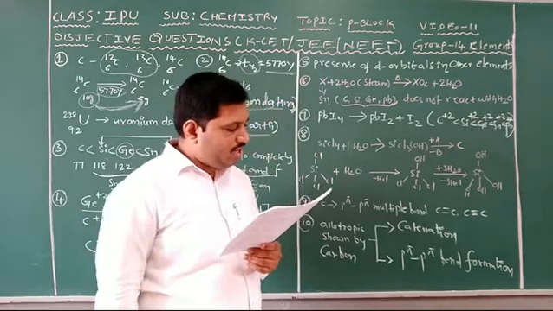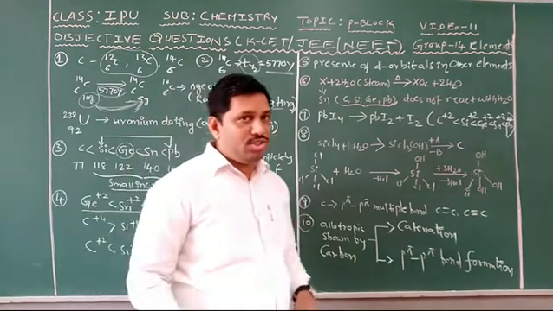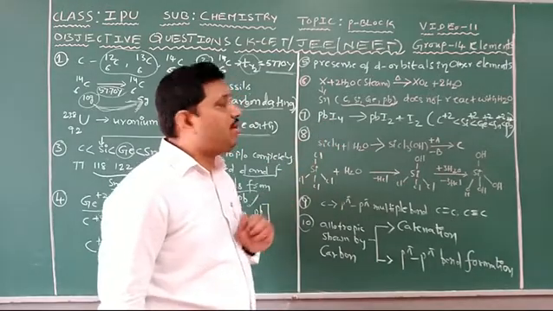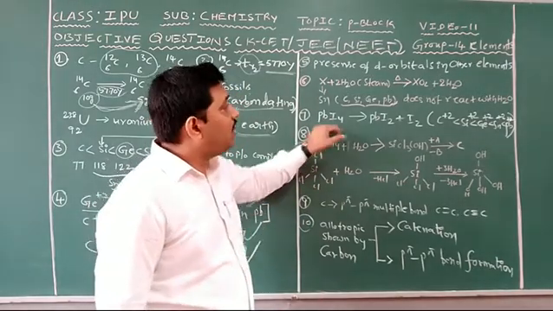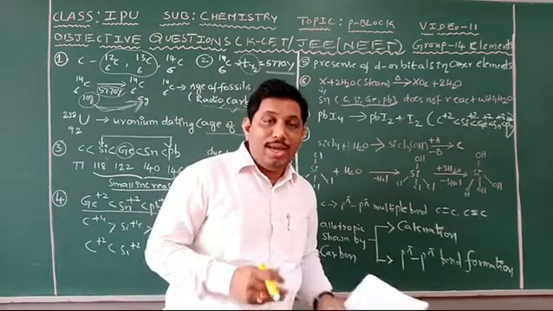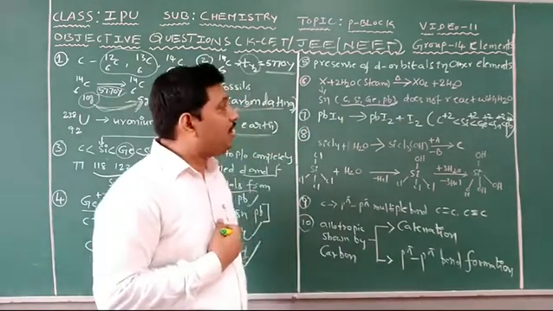Next, question number 7, student. Which of the following does not exist? Lead tetraiodide does not exist. Why? Because it can decompose to lead diiodide plus iodine due to the inert pair effect.